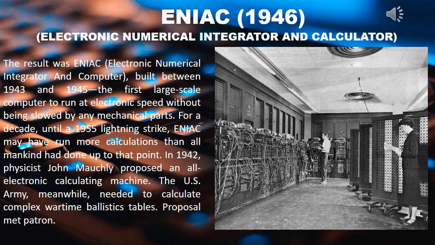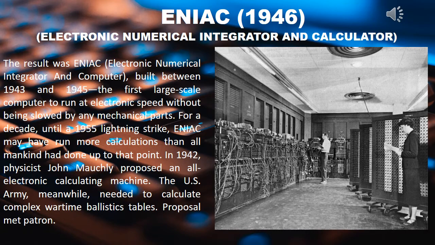ENIAC, 1946. Electronic Numerical Integrator and Calculator. The result was ENIAC, Electronic Numerical Integrator and Computer, built between 1943 and 1945, the first large-scale computer to run at electronic speed without being slowed by any mechanical parts. It ran for a decade until a 1955 lightning strike. ENIAC may have run more calculations than all mankind had done up to that point. In 1942, physicist John Mauchly proposed an all-electronic calculating machine. The U.S. Army meanwhile needed to calculate complex wartime ballistics tables.